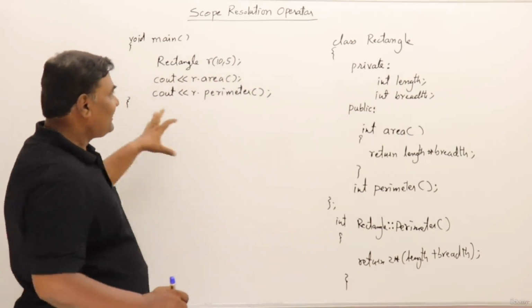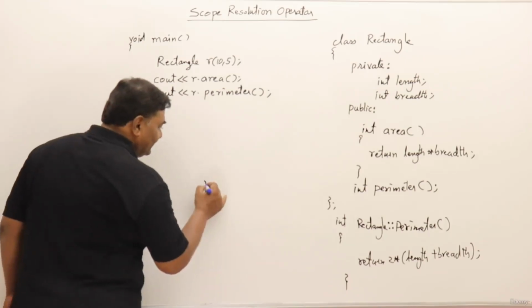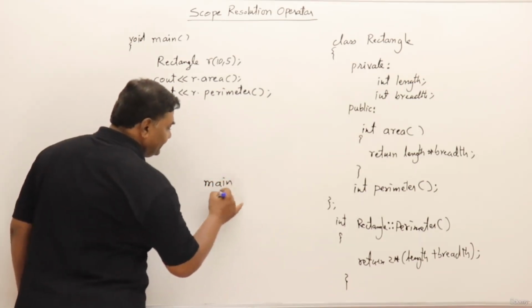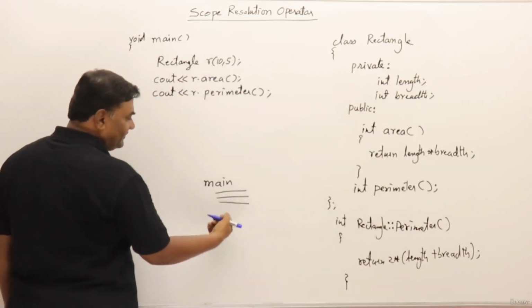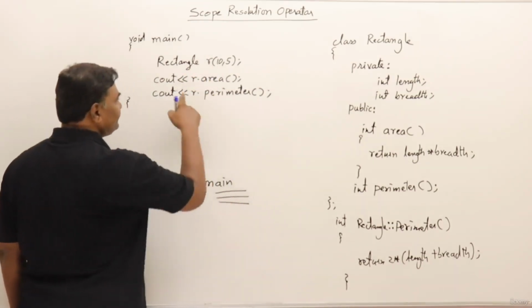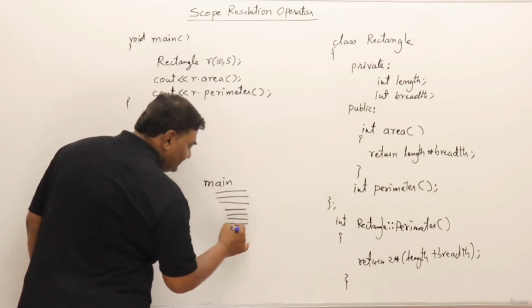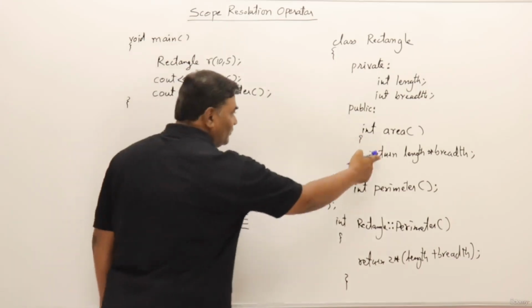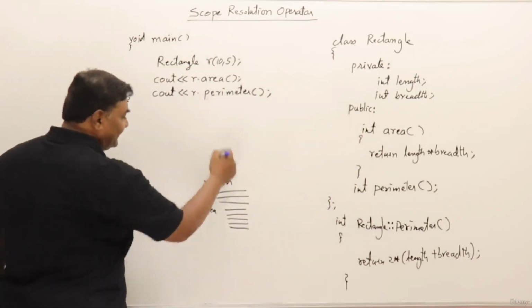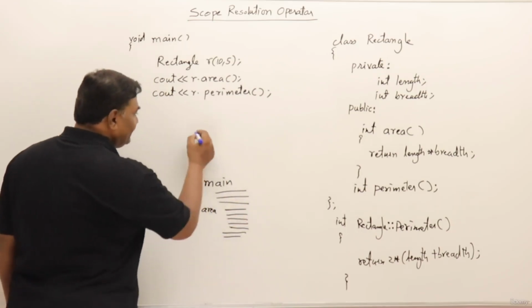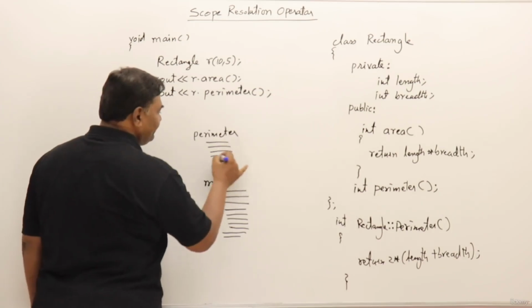When you compile this program, it gets converted into machine code. Then how does the machine code look? This is the main function's machine code. And inside the main function, an object is created. Okay, lines are over. Assume them as machine instructions. Now area is called. So area is this one. The machine code of area is written here. Then it is calling perimeter. This is the machine code of perimeter.